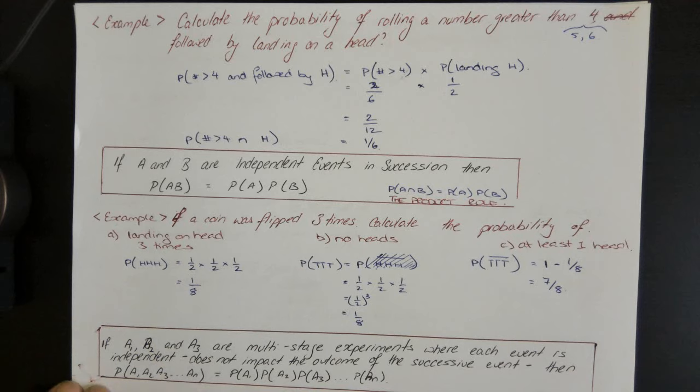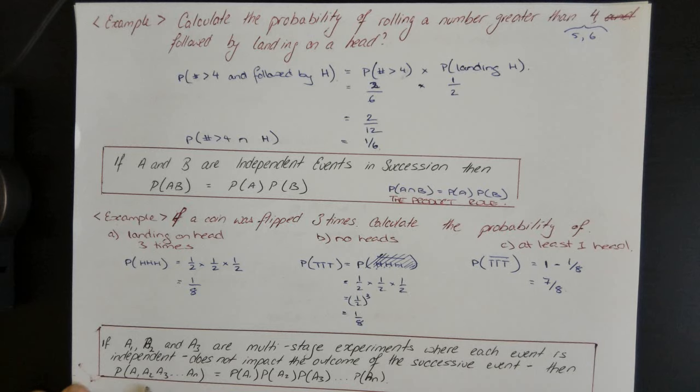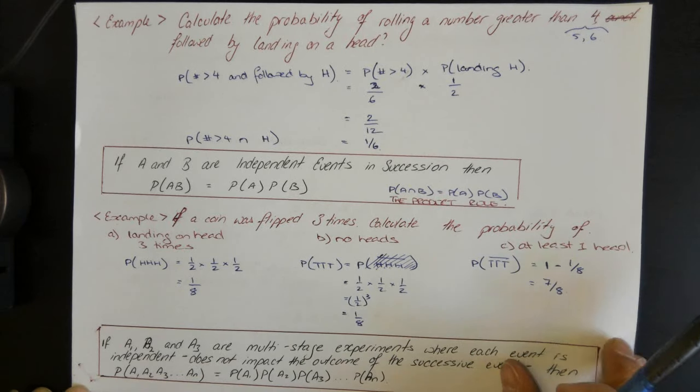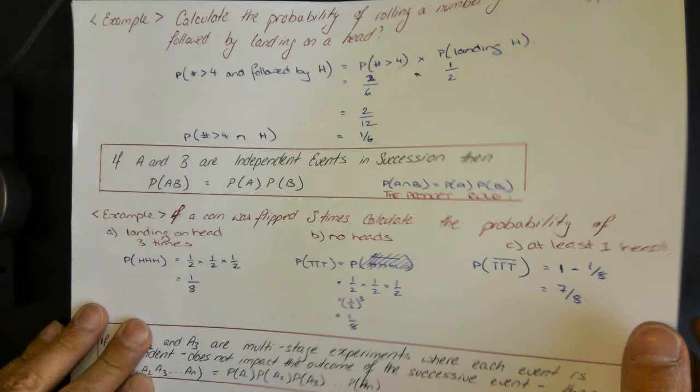So if A1, A2 and A3 are multi-stage events where each event is independent, so it doesn't impact the outcome of the successive event, then the probability of the event is the probability of the 3 situations, or however many situations you have, multiplied together. Okay.